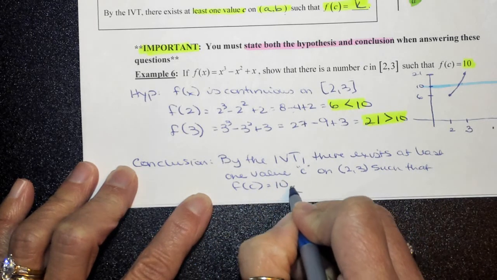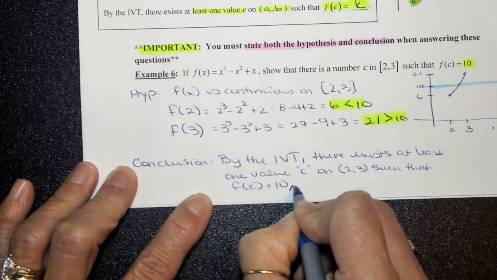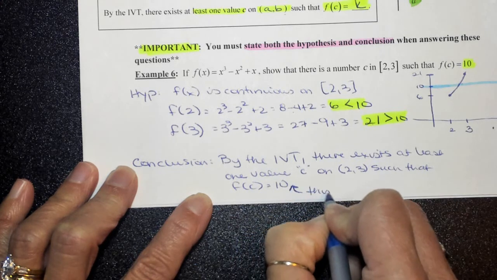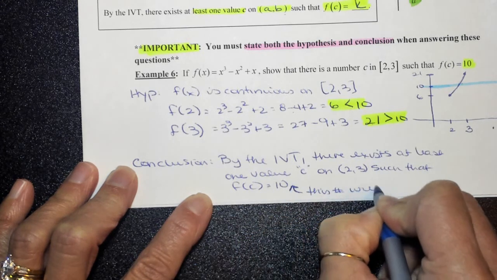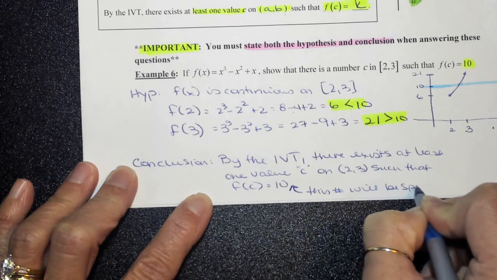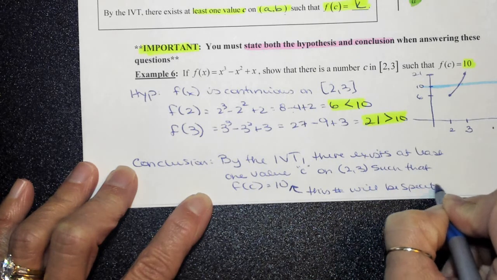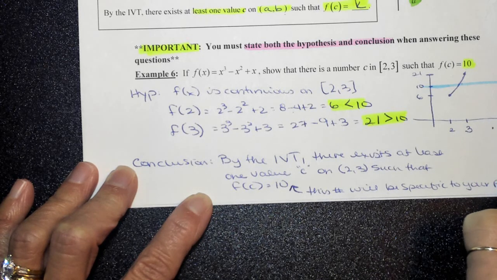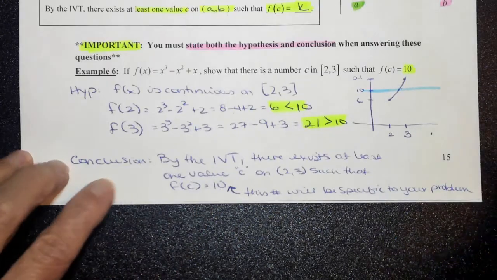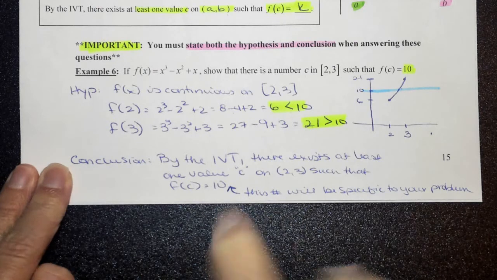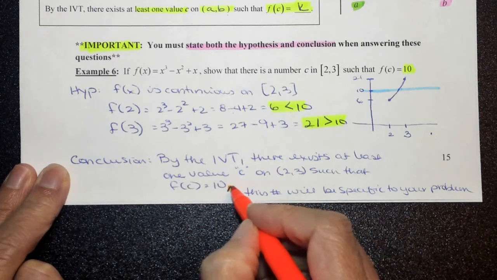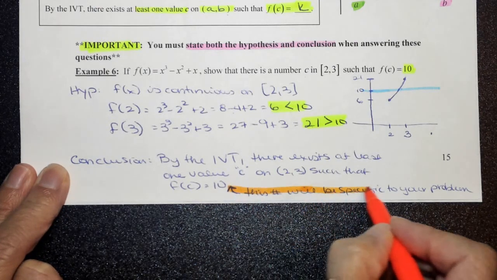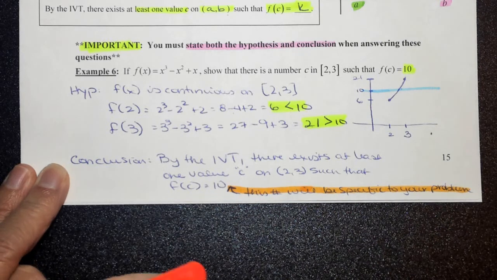So in this case, right here, this number will be specific to your problem. So it's not always going to be 10. It could be something else. So you need to read the problem carefully. So that is a basic example of the IVT.